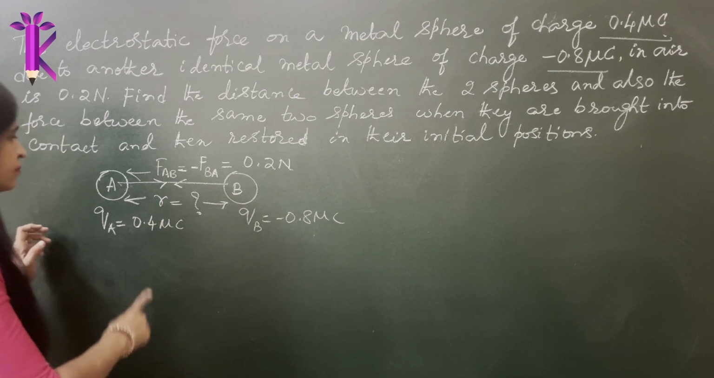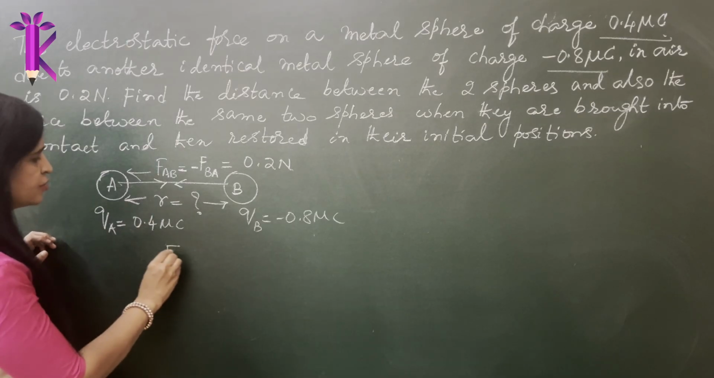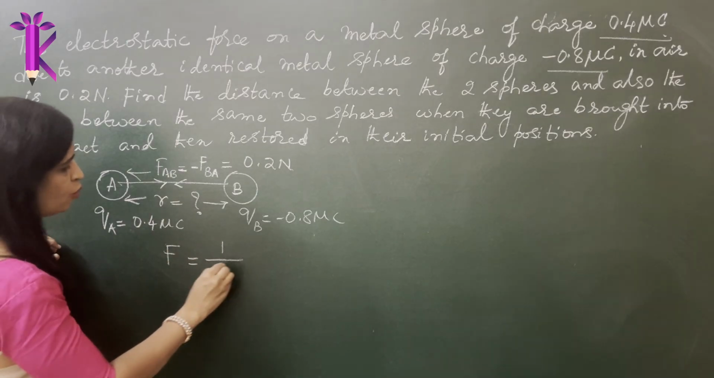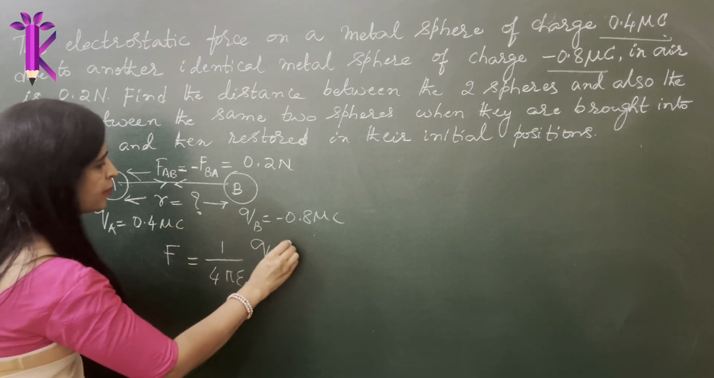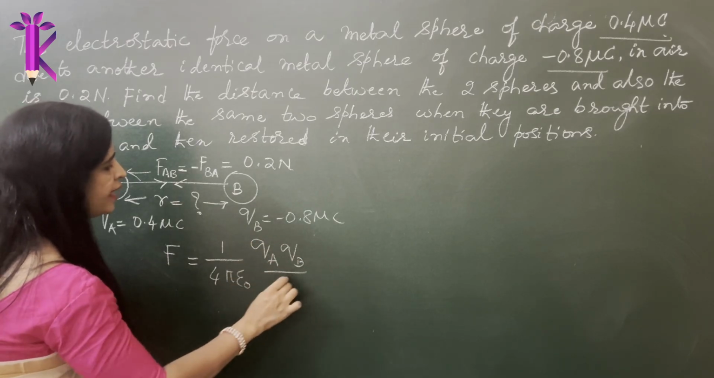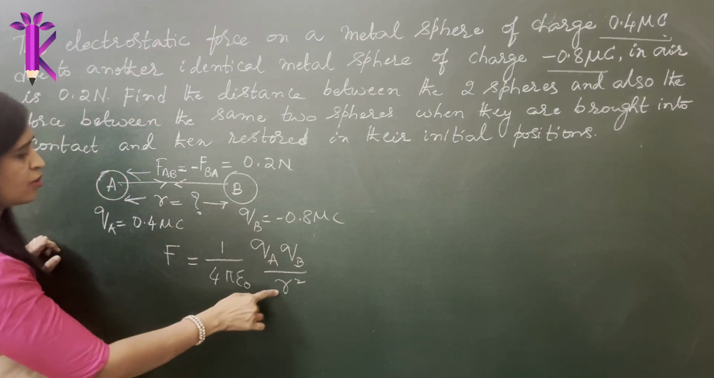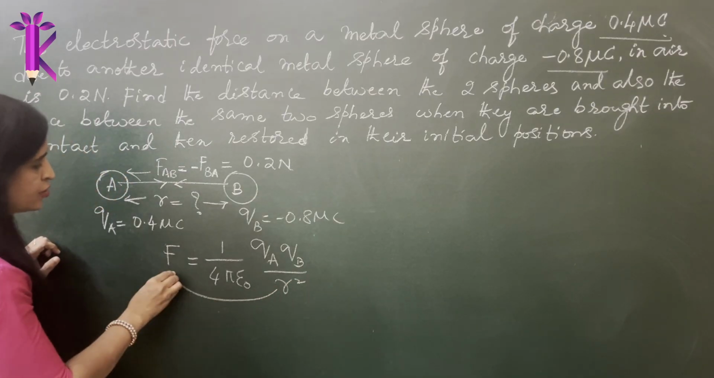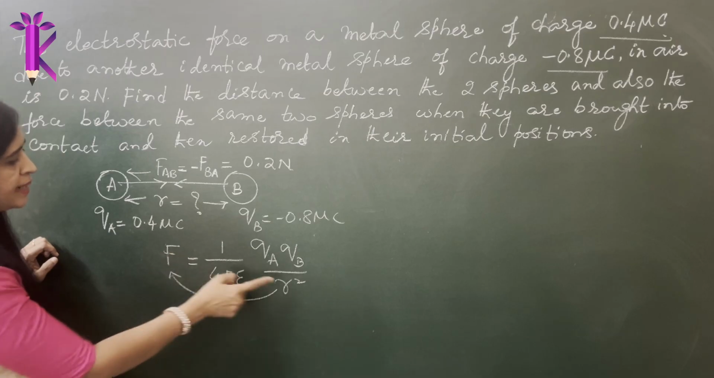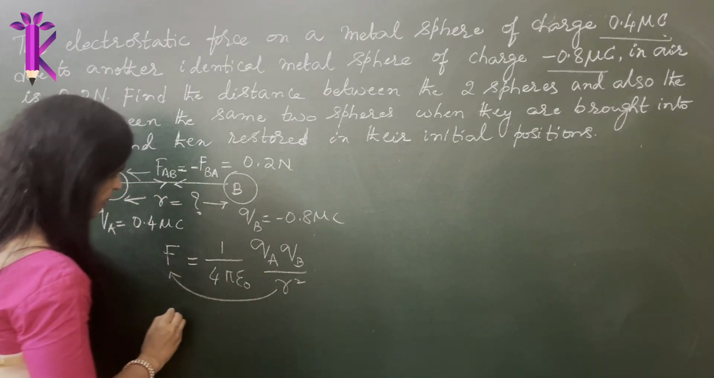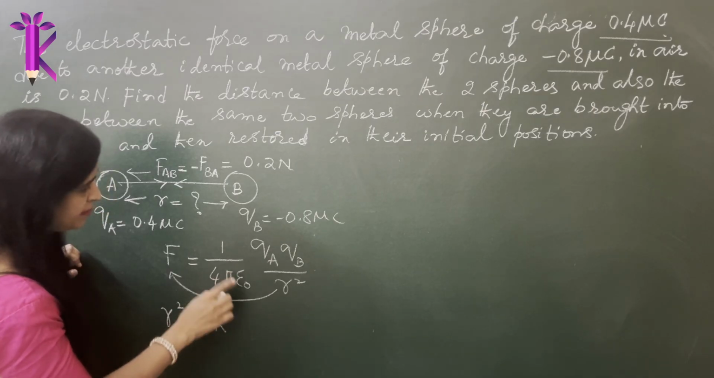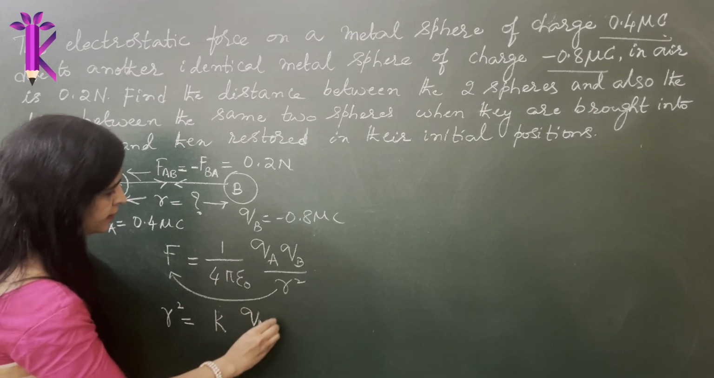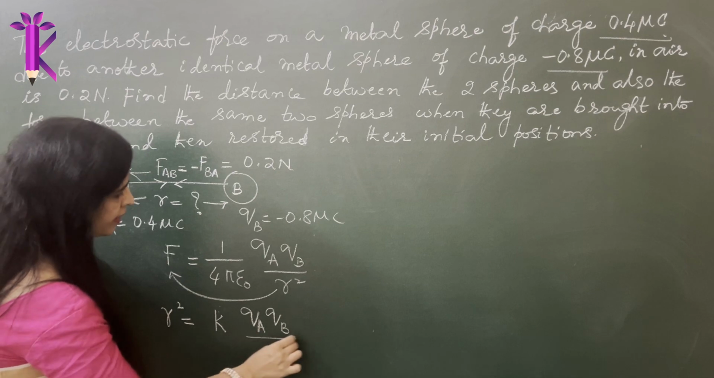So let's first write the formula. Force in general is equal to 1 by 4 pi epsilon naught into QA QB divided by R square. R square is not given, so R square needs to be found out. So you can bring r square here and bring F down. So r square is equal to 1 by 4 pi epsilon naught, which can be written as k qa qb divided by F.